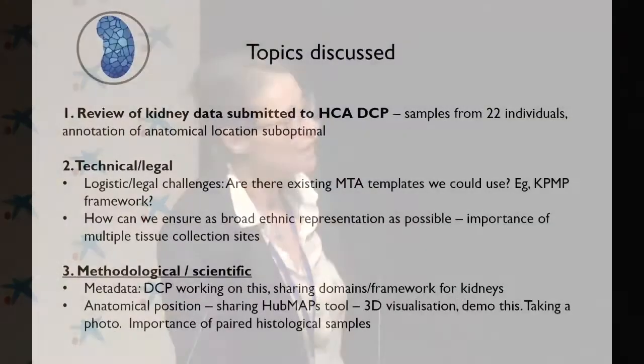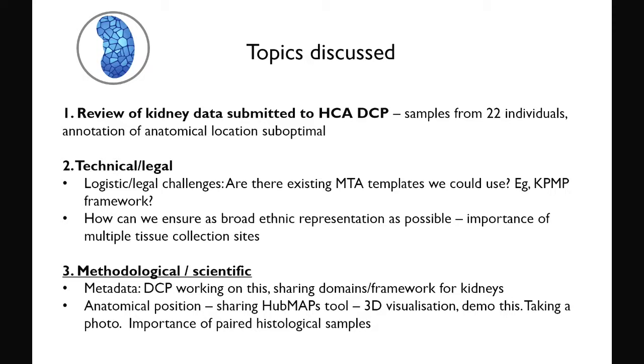So I'm reporting back on behalf of myself and Anna, and also the other participants. We had some lively discussion around efforts relating to the kidney cell atlas. What we did first of all was to briefly review the data that's at present being submitted to the DCP.